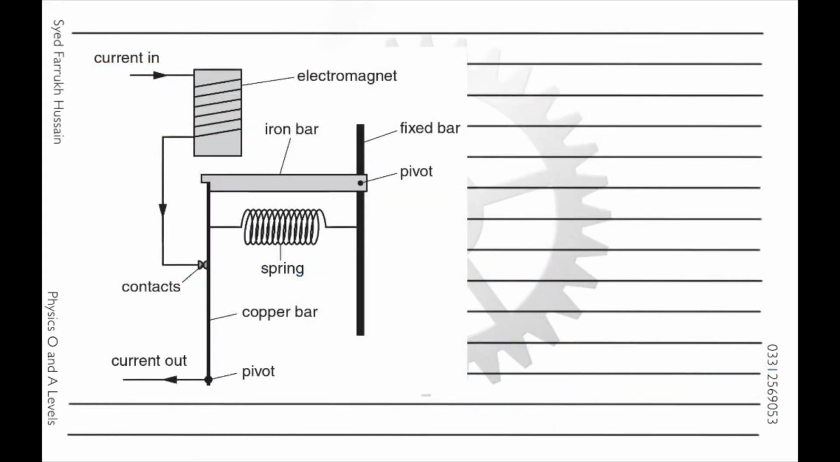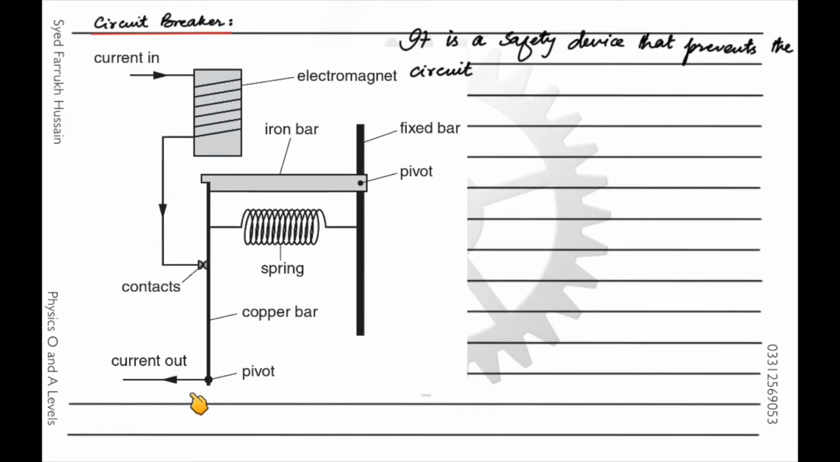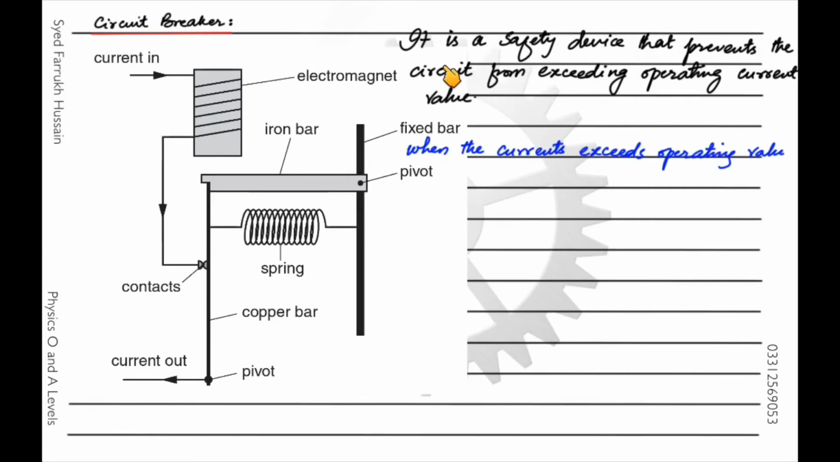Third application is the circuit breaker. The purpose of a circuit breaker is to stop the current flowing in the external circuit when the current exceeds the operating current value. So it is also a safety device that protects the appliance and of course the user as well from any possible electric shock.